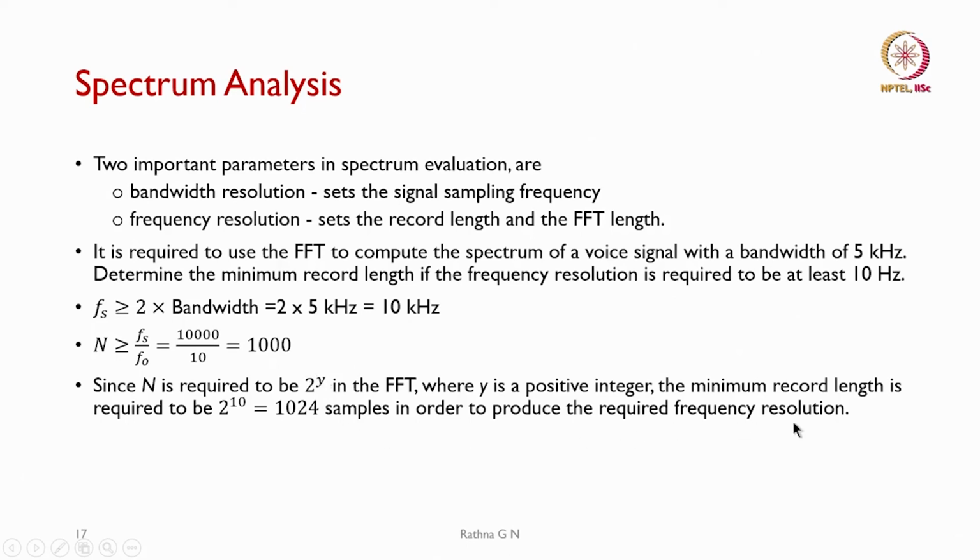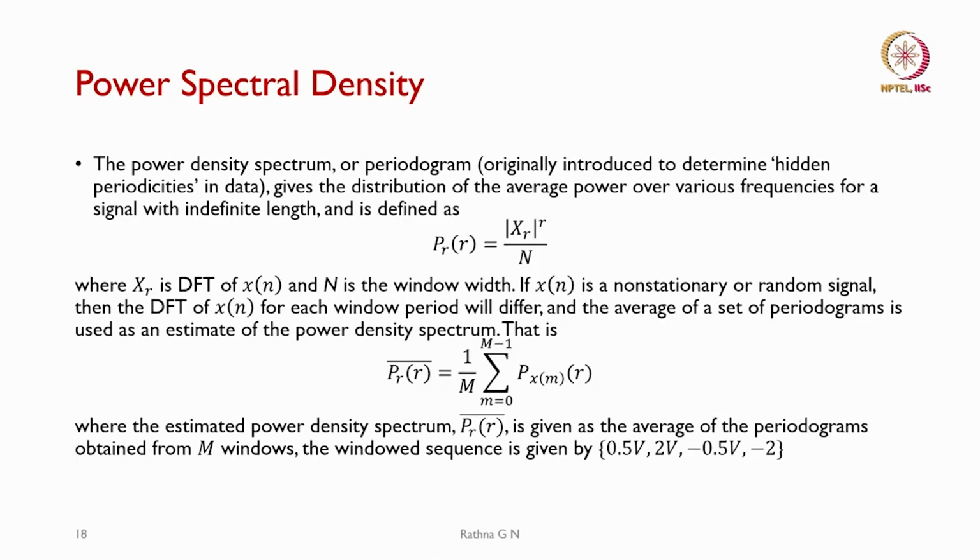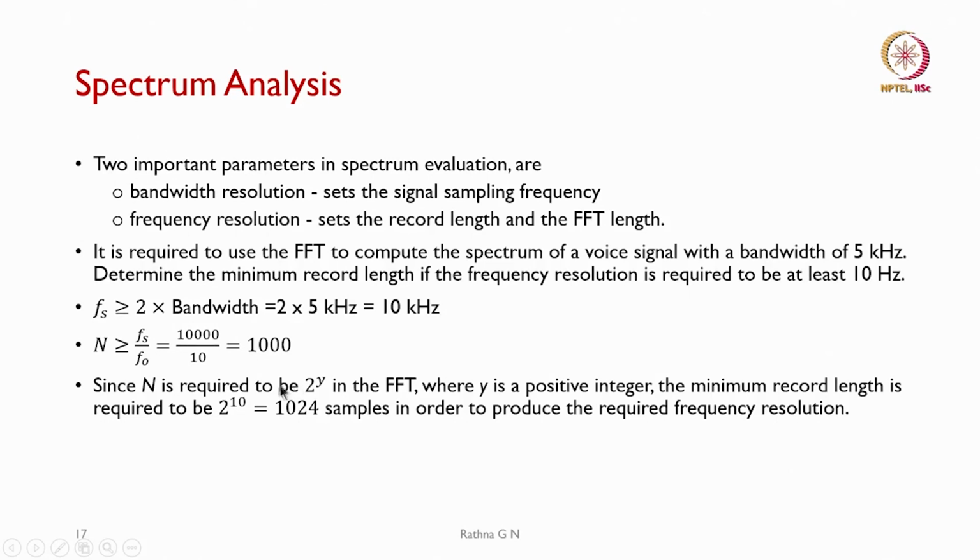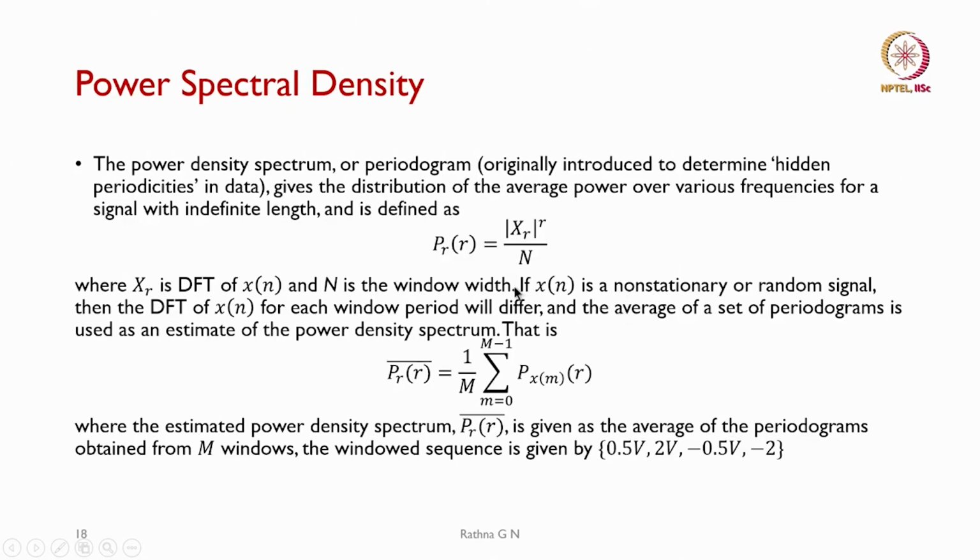required frequency resolution. Fine. So, now you can go back and check what the frequency resolution will be, because we are trying to fix the record length. Based on it, the frequency resolution gets modified a little bit, it may come to 9.9 hertz, you can check it up. Fine. Next is how to compute our power spectral density.